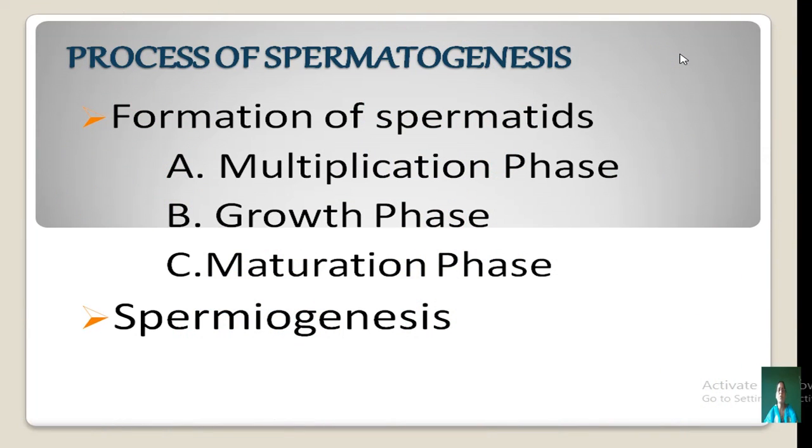Now come to the process of spermatogenesis. The spermatogenesis process involves two steps. First step is known as formation of spermatids. Second step is known as spermiogenesis. Formation of spermatids further involves three phases. First phase is called multiplication phase. Second phase is growth phase. Third phase is called maturation phase.